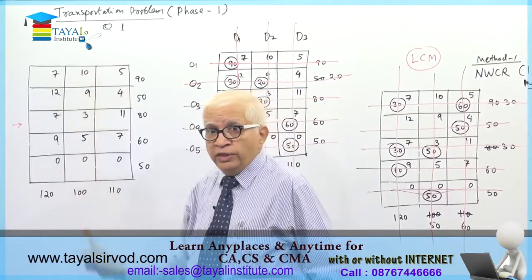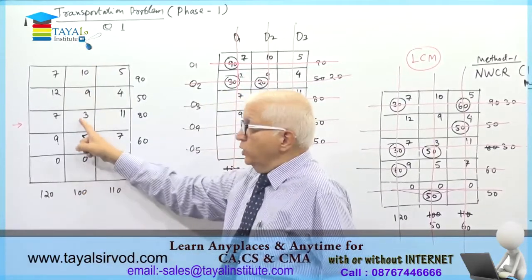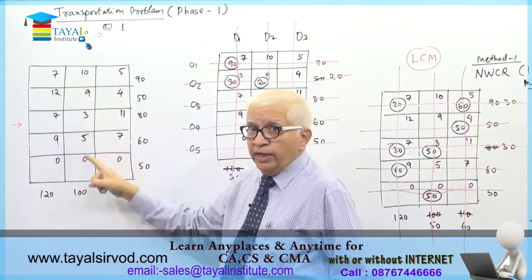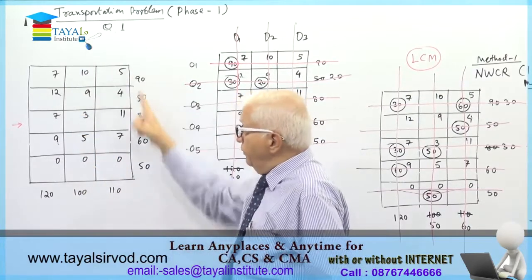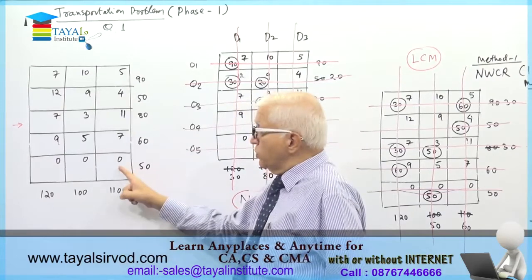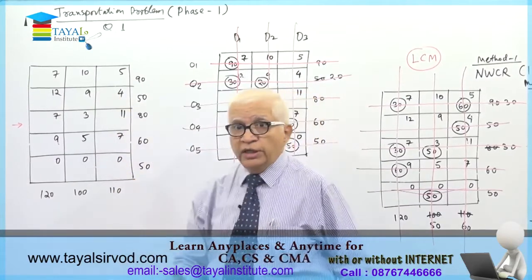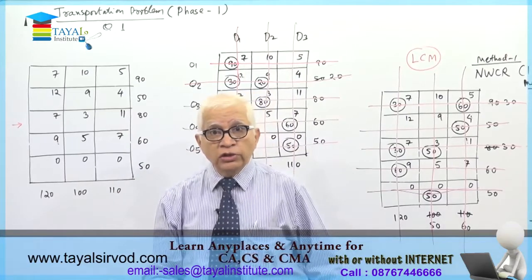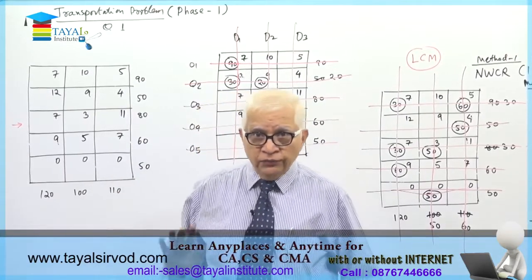Difference between two least costs in column number 2. Lowest cost is 0. Next lowest is 3. Therefore, 3 minus 0, the penalty for column number 2 is 3. Penalty for column number 3. Lowest cost is 0. Next lowest is 4. So 4 minus 0, difference between two lowest costs is 4. Therefore, penalty associated with column number 3 is 4.